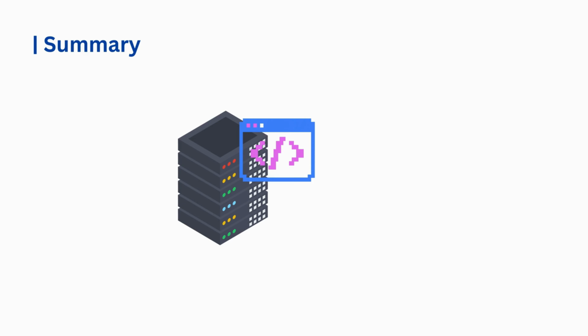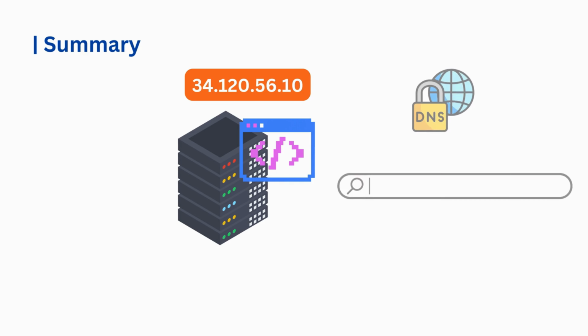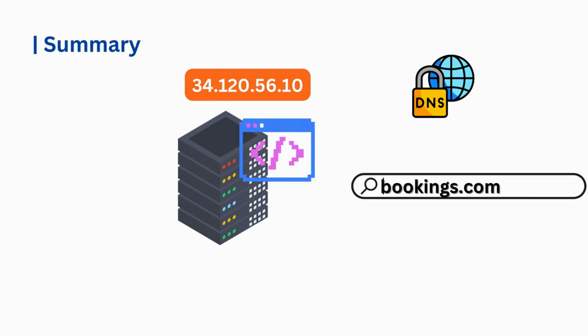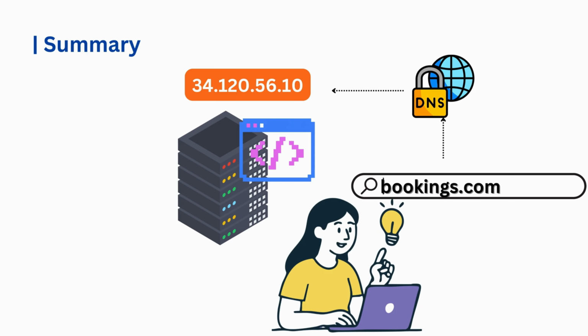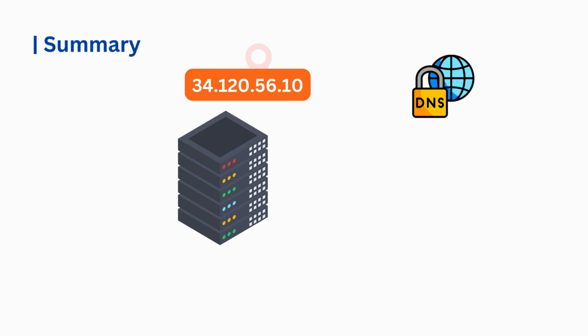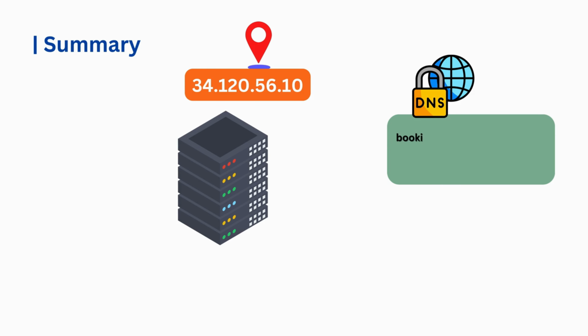In simple words, the application runs on a server, the server is identified by an IP address, and DNS connects the website name to that IP address. That's how customers are able to access applications on the internet. So in summary, IP address is the server's address, and DNS is the system that helps customers reach it using an easy name.